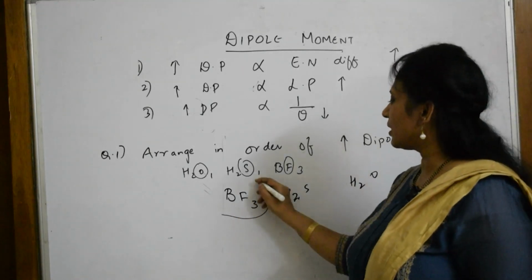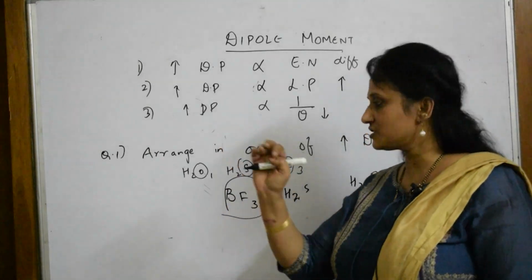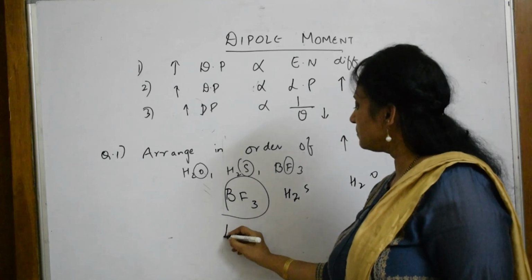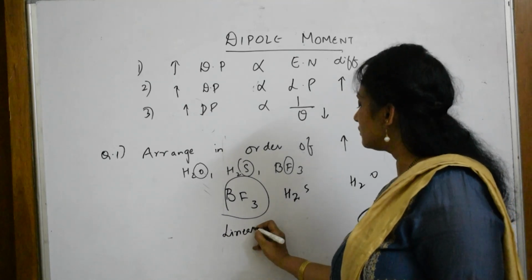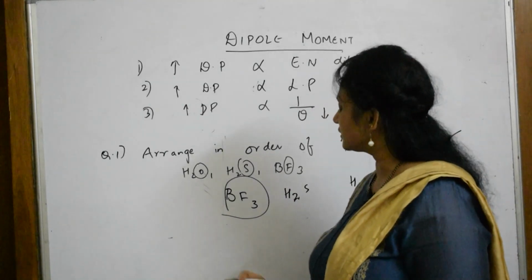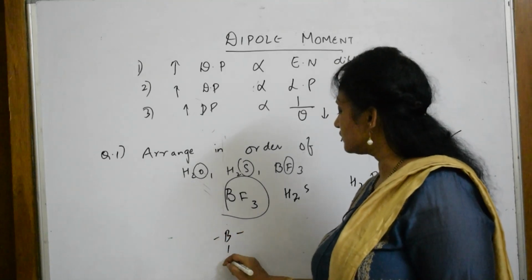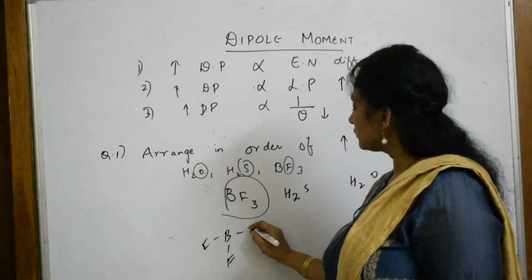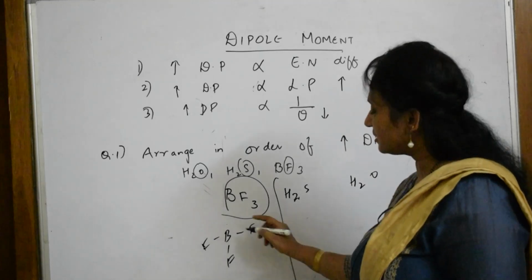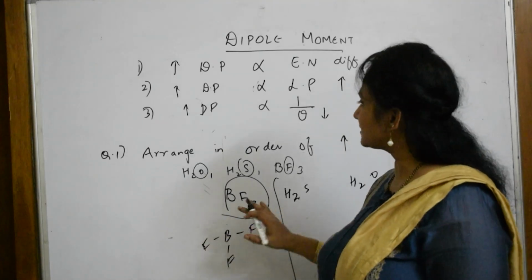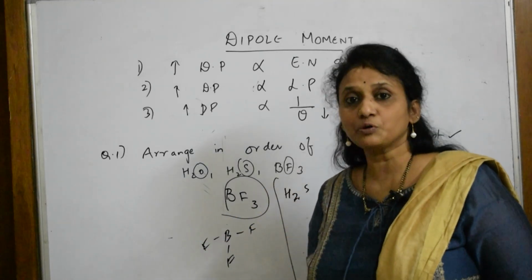Okay, ma'am, why are you saying BF3 first? I'm getting confused. One more thing I'll tell you. Here in BF3, the molecule is symmetrical in nature. Exactly, the BF3 molecule is symmetrical, right? Okay, so in terms of symmetry, if the structure is symmetrical, then also the dipole moment is 0.